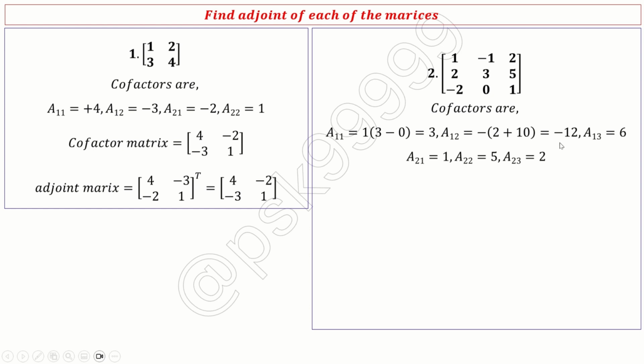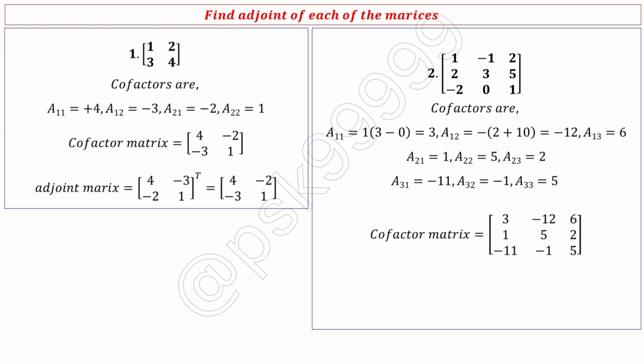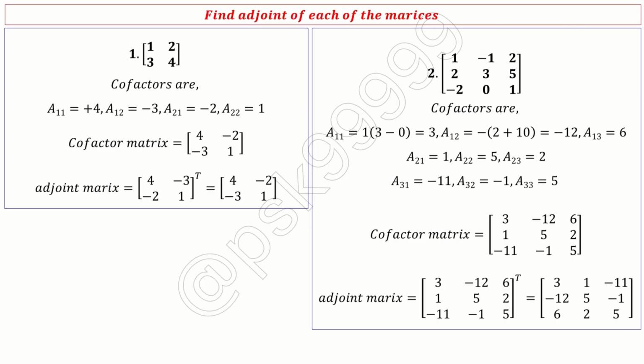So directly I have done here. Similarly, you should do for all the elements, and this is the cofactor matrix if you form it, and then the transpose of this one is the adjoint matrix of the 3 by 3. Carefully see the difference here. Whatever is a row, basically 3, -12, 6, will be a column. First row has become first column, second row has become second column, third row has become third column. This is how we normally do the adjoint matrix.